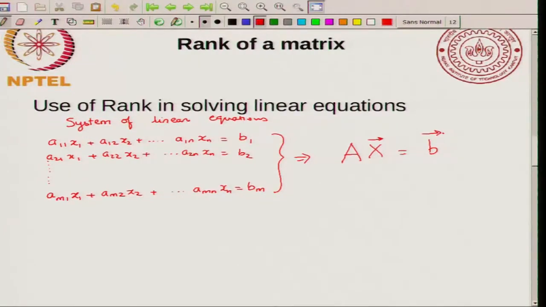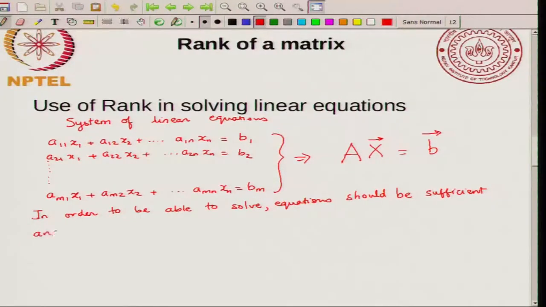Now if you remember, when we were solving linear equations, we said that in order to be able to solve these equations, the equations should be both sufficient and consistent. In general, we said that not only should the number of unknowns be equal to the number of equations, but also that the equations should be internally consistent with each other. You cannot have equations that are inconsistent.